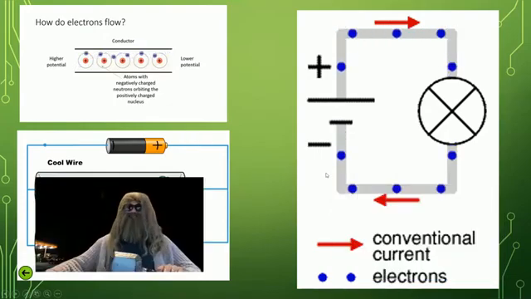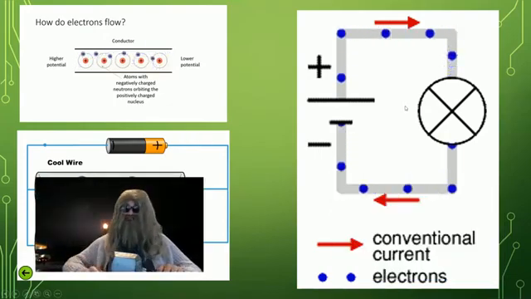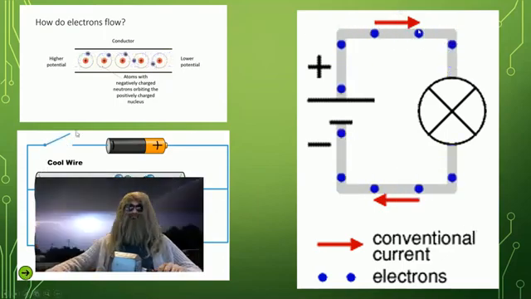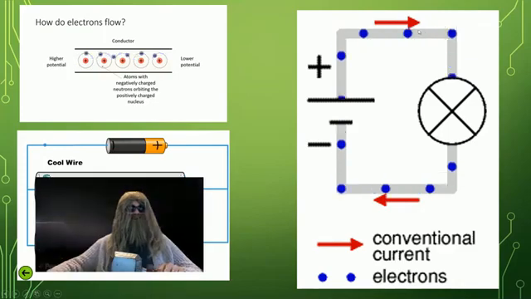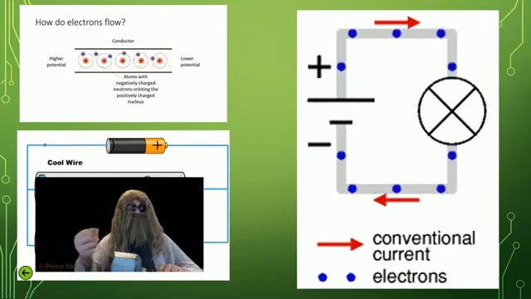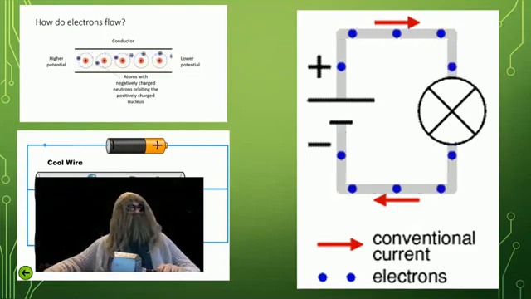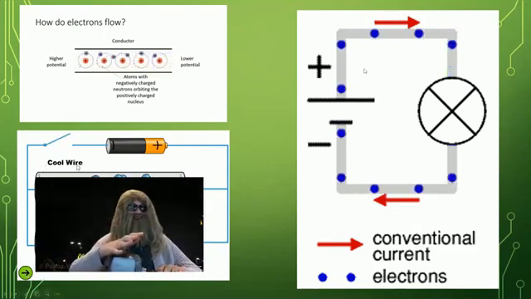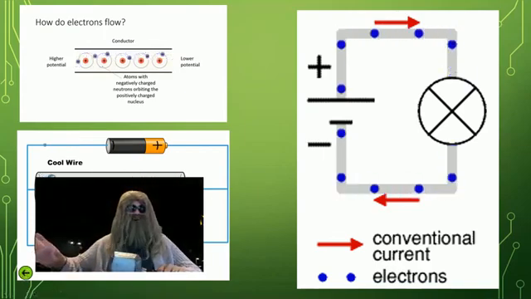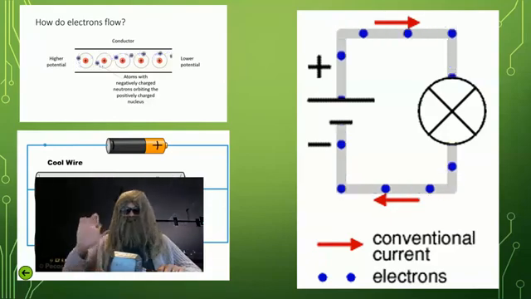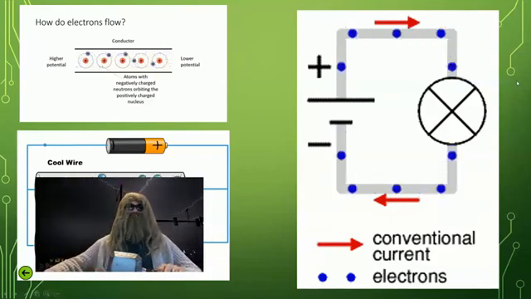But this picture right here is what I really want you to pay attention to. You see the red arrows, that is conventional current, which for future reference, all videos will use conventional current and not electron flow. So don't be confused. It's okay. The numbers still crunch out. It's six of one thing, half a dozen of another. That's what my father Odin would say all the time.